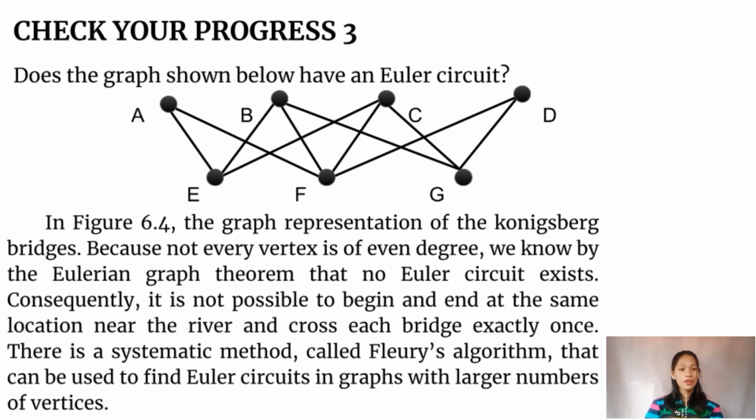Check your progress 3. Does the graph shown below have an Euler circuit? A graph is a collection of vertices or nodes and edges between some or all of the vertices. When there exists a path that traverses each edge exactly once, such that the path begins and ends at the same vertex, the path is known as an Eulerian circuit, and the graph is known as an Eulerian graph.